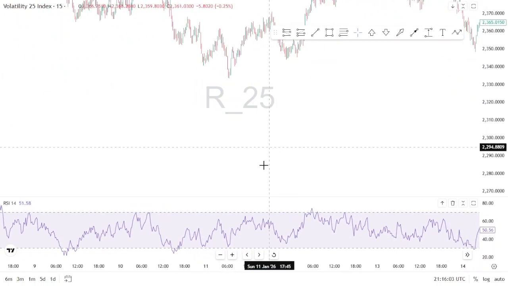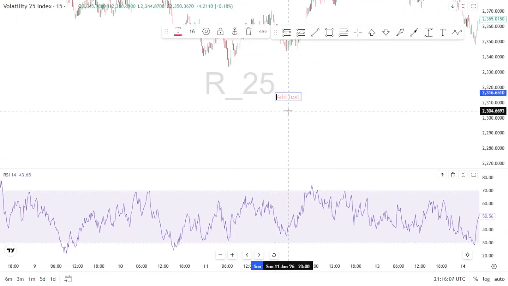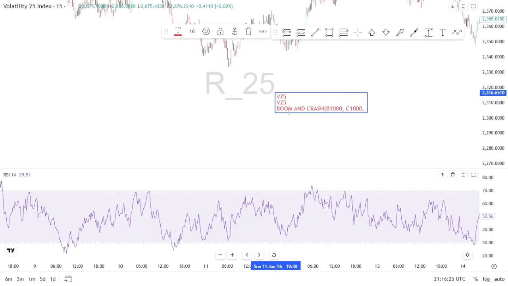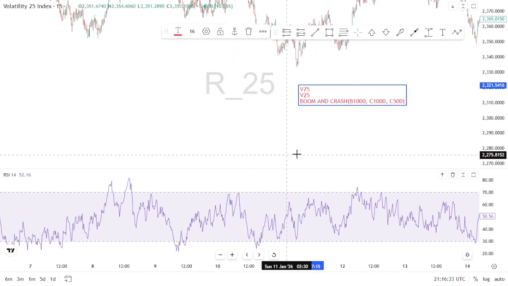Very easy strategy to trade synthetic indices. I have seen it works on V75, V25, Boom and Crash. Specifically Boom 1000, Crash 1000, and Crash 500. Those specific ones, and you can try this and backtest them to see if they work for you.